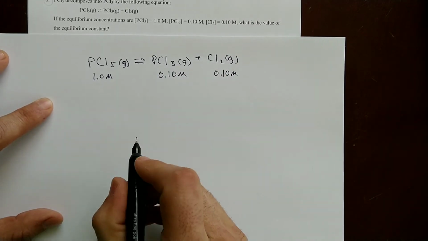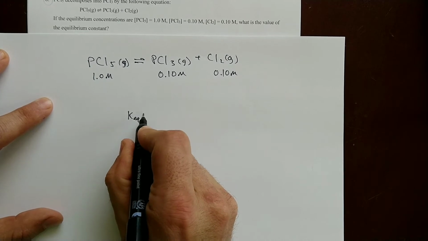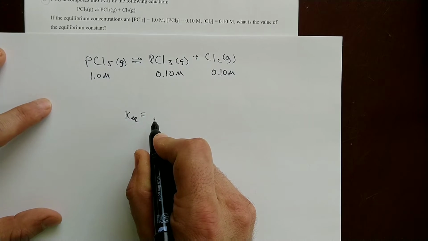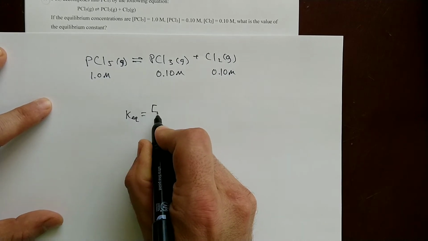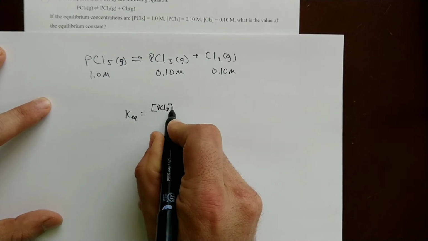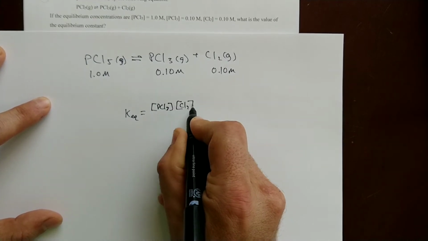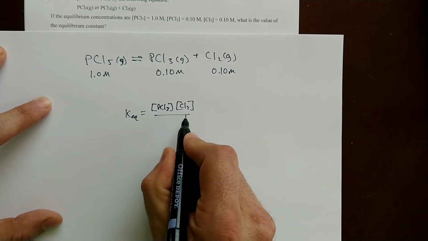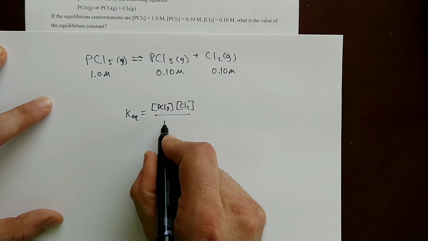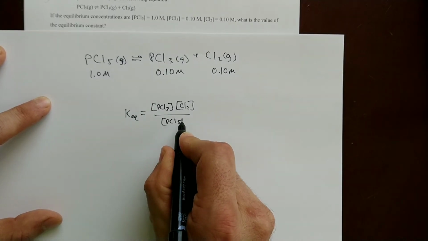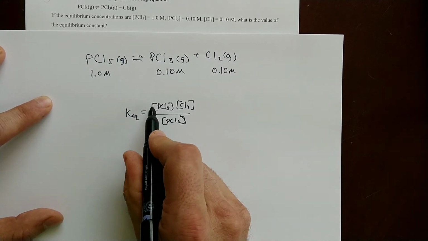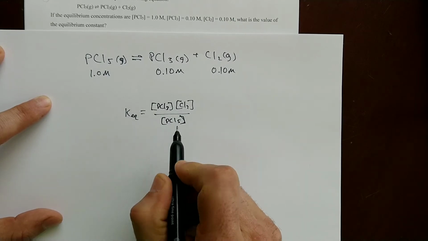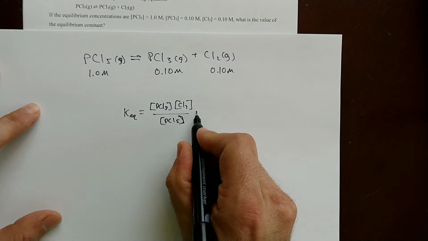So we set up an equilibrium constant expression this way. We always put the concentrations of the products on top and the concentrations of the reactants on the bottom. So it's the concentration of PCl3 times the concentration of Cl2, because those are the products. And when I say concentration, I mean molarity, divided by the concentration of PCl5. Remember the brackets around it mean molarity. So molarity of PCl3 times the molarity of Cl2 divided by the molarity of PCl5.